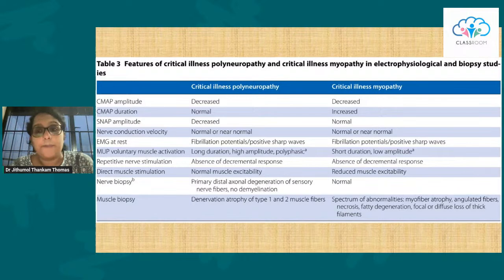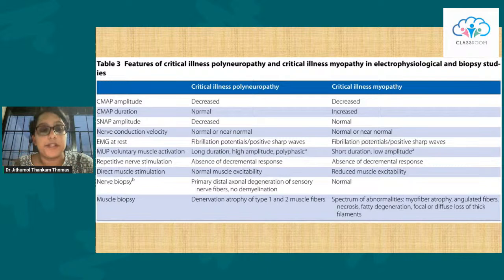Then, direct muscle stimulation: in polyneuropathy, it is just a normal muscle excitability. But in myopathy, you see a reduced muscle excitability. Of course, the most definitive method of diagnosis is a biopsy, which is rarely done. It's invasive. But if you do, in case of a neuropathy, you see axonal degeneration. There is no demyelination. If you see demyelination on nerve biopsy, you cannot call it a critical illness polyneuropathy. It is basically axonal degeneration that you see in critical illness neuropathy.